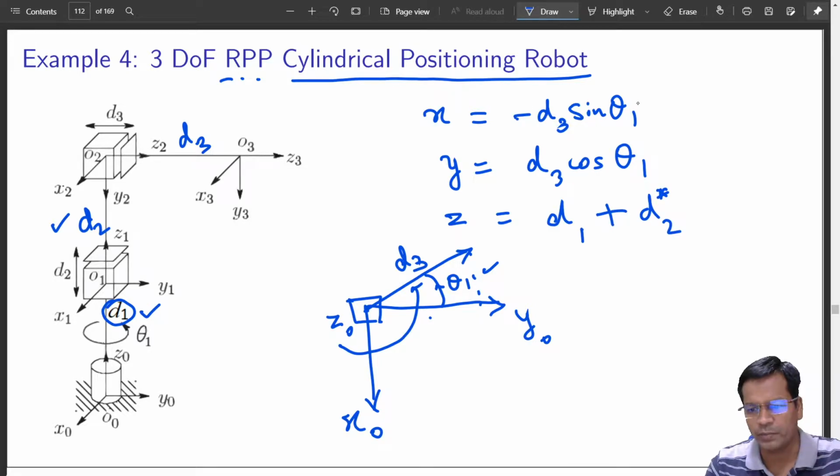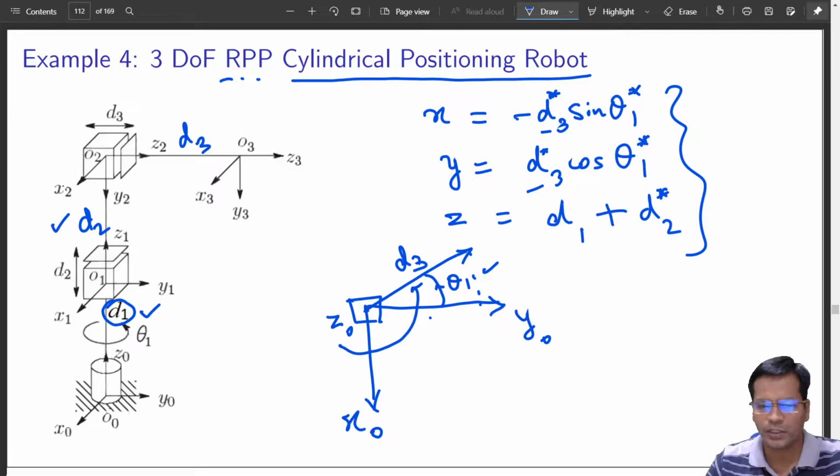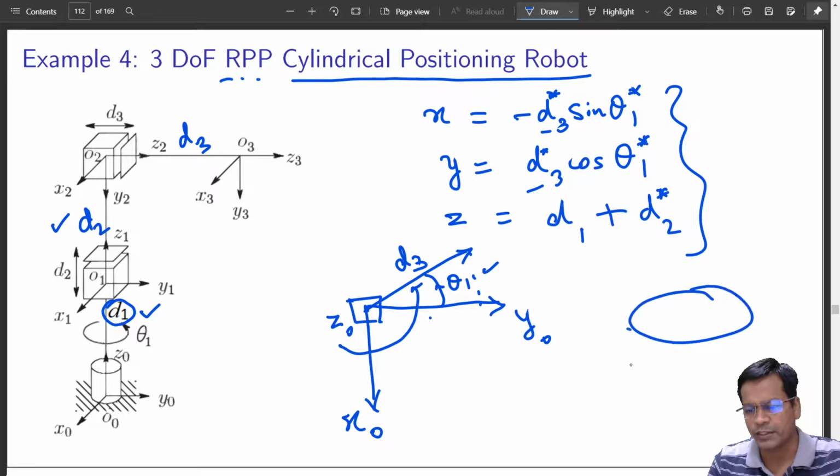Okay, z will be d1 and d2, whereas d2 is a joint variable, right? D2 is a joint variable, theta 1 is a joint variable also, and d3 is also a joint variable. All these three are joints which have actuators that can move the robot. So this is the concept of the cylindrical robot. Overall the workspace which it has is something like a cylinder, so it can remain within that.